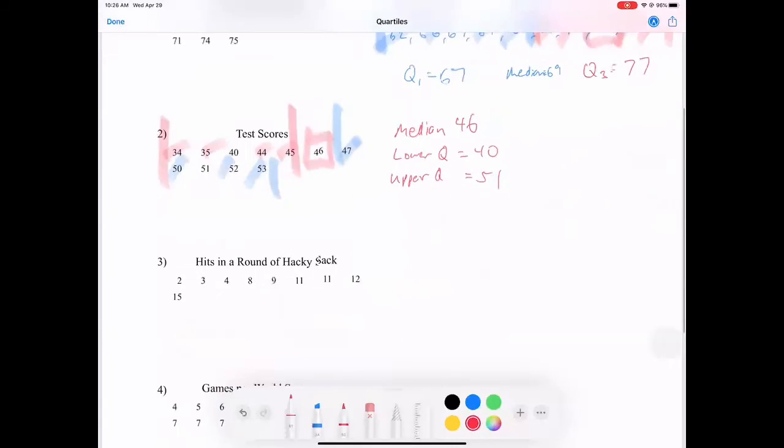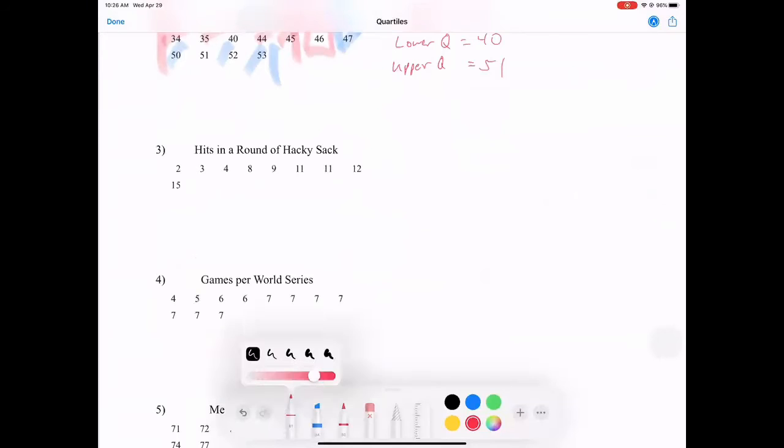Okay, we're going to do the next set. We'll find our median first. That's going to be 9. So let's write that out. The median is 9. Now to find the lower quartile and upper quartile, we want to not use that median value. So let's draw my line here. So our median value has to be those two numbers.